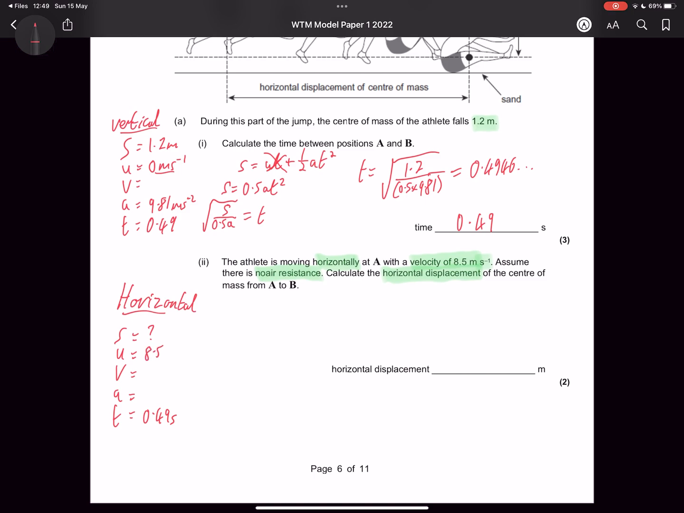And then we have a velocity of 8.5. Now that is stated with no air resistance, so it will be both, which makes our acceleration 0, because it's not changing between 8.5 and 8.5. So no matter what you do SUVAT-wise here, it will always simplify to a classic speed, distance, time equation. So we can say distance, or displacement I should say, is equal to Vt, which is 8.5 times 0.49, giving us an easy answer of 4.2.